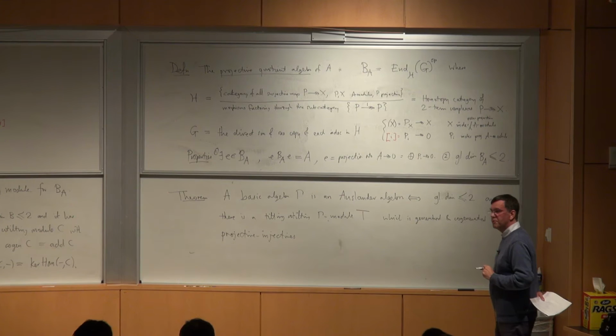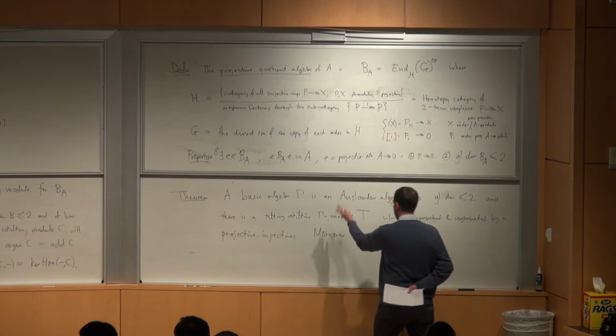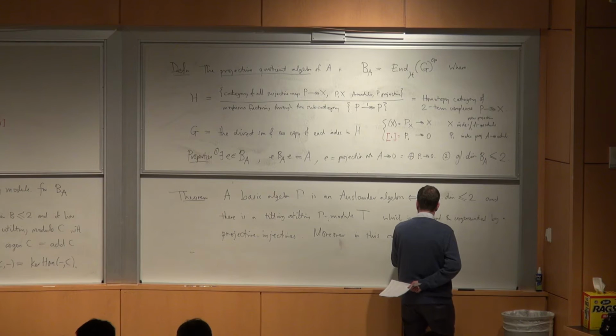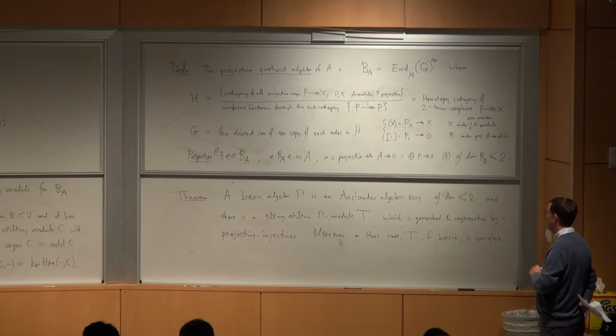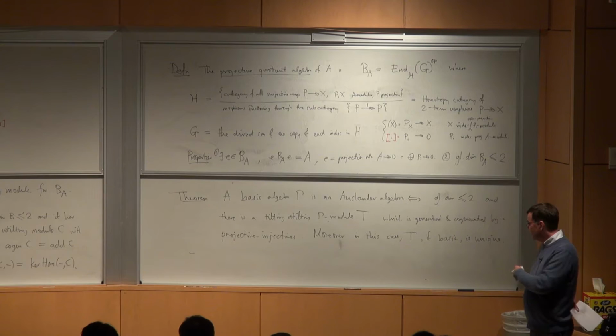Furthermore, moreover, in this case, T, if basic, is unique. So up to multiplicities of some ends, there's a unique tilting, co-tilting module generated and co-generated by projective injectives. So this is really quite easy.